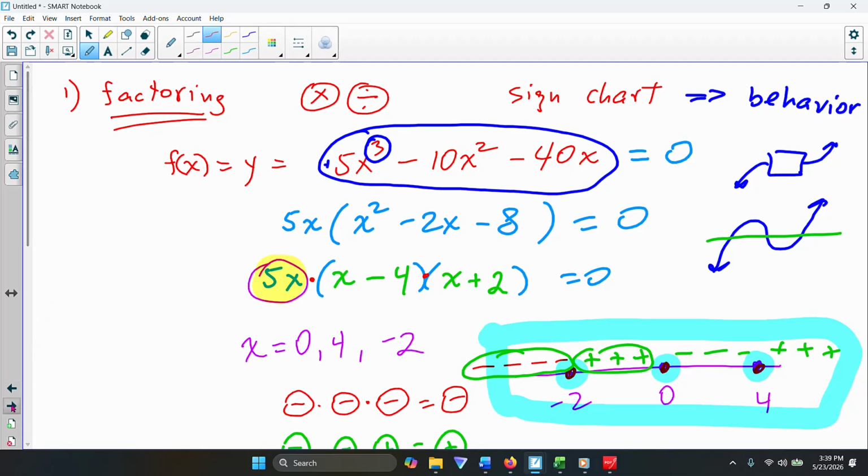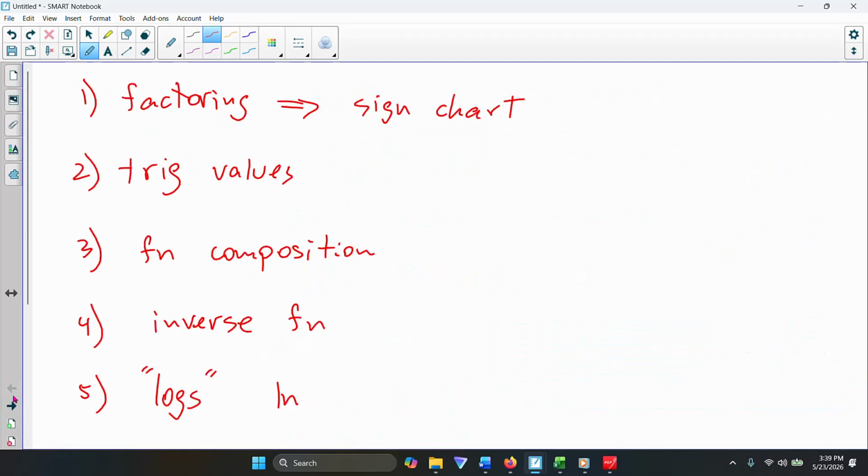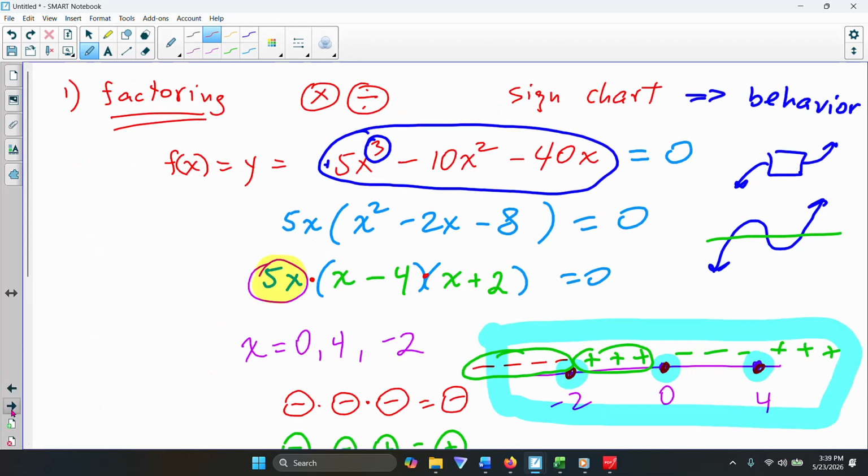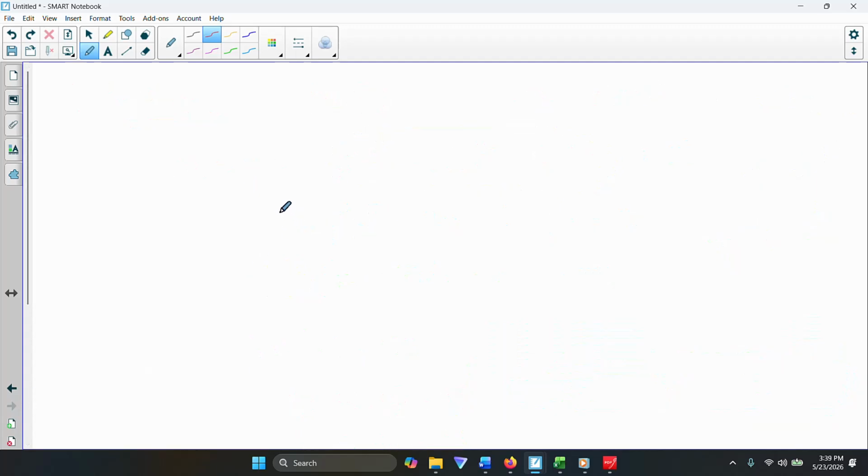Okay, so that's number one, factoring. What was the next one? Oh, trig. Yeah, let's go with trig. So let's go with trig from two quick perspectives.